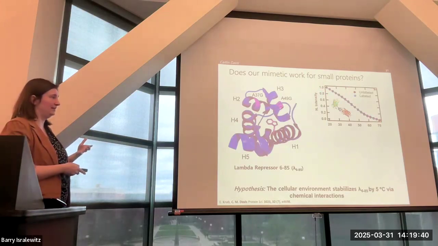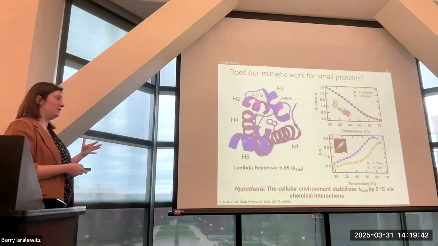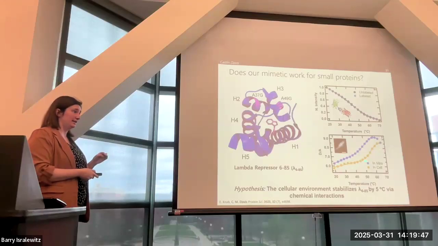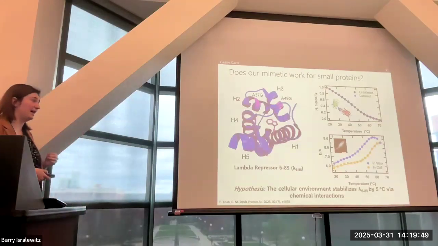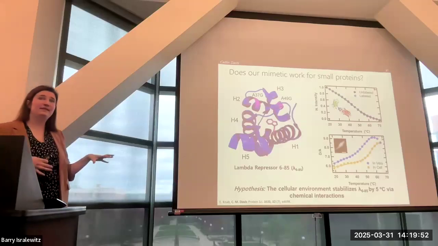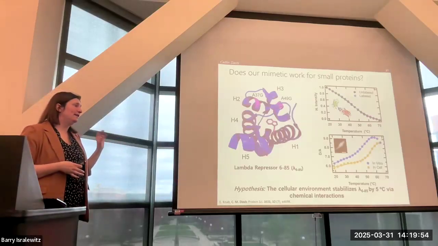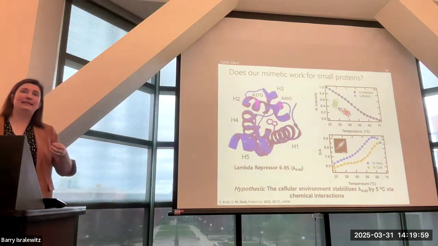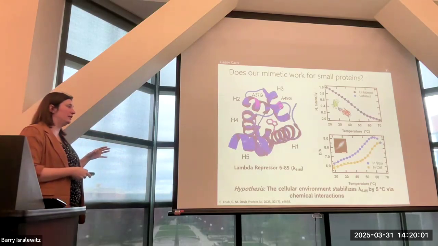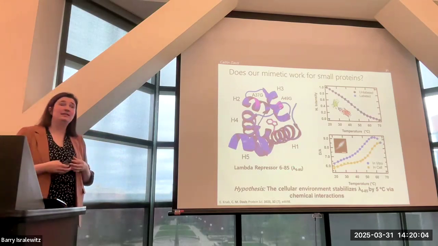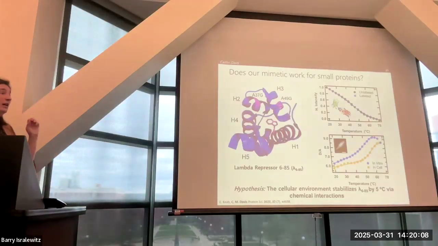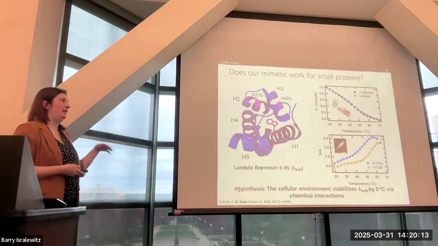We then moved our system into cells, and what we see when we move into cells is that lambda repressor is stabilized, and we also see that it's slightly compacted, or we see evidence that there's compaction. So our hypothesis for this kind of system would be that the cellular environment is stabilizing lambda repressor using chemical interactions, because we didn't think that something this small, that's only about 80 amino acids, is going to be affected by steric crowding.